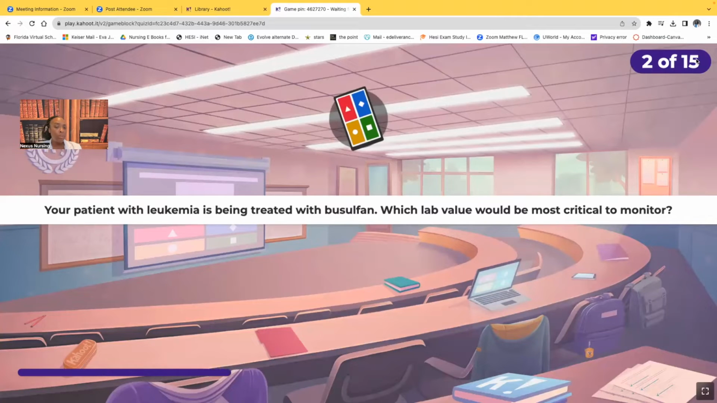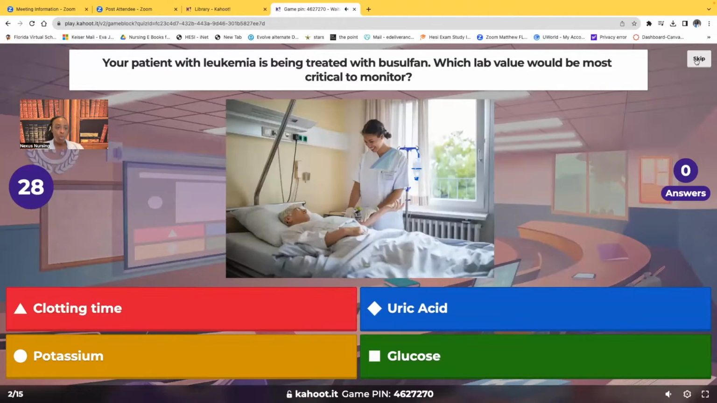Your patient with leukemia is being treated with busulfan. Which lab value would be most critical to monitor? Would it be the clotting time? Would it be uric acid level? Would it be potassium level? Or would it be the patient's glucose level? Which lab value are you going to pay special attention to for the patient that's taking this medication?